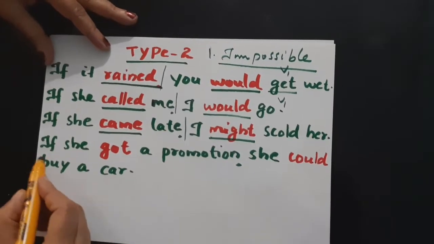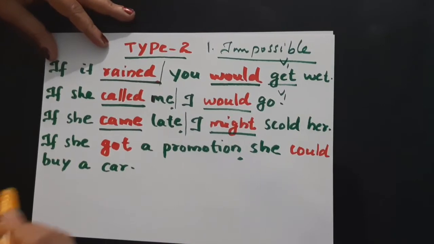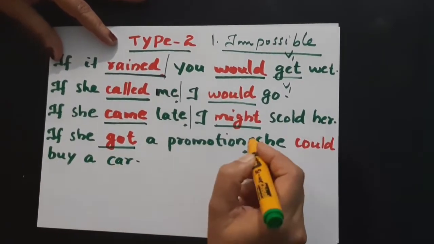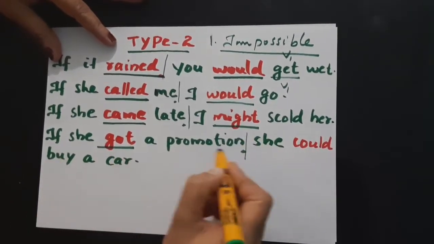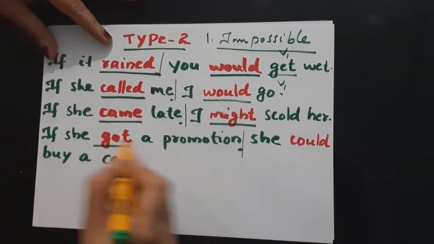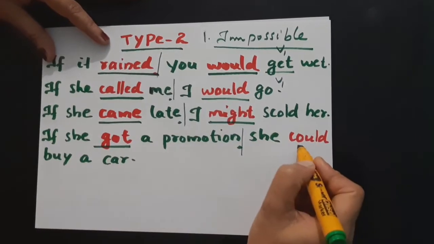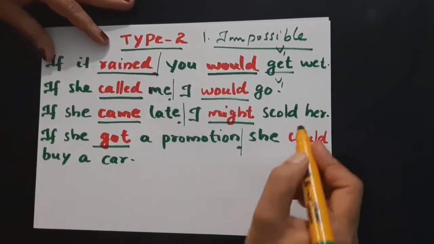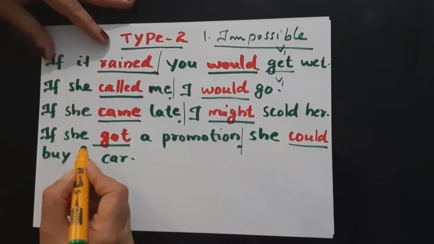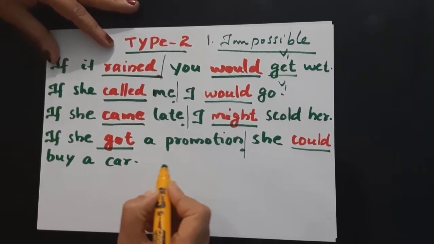Last one. If she got a promotion, she could buy a car. If she got a promotion, this is the subordinate clause, the if clause. So in the if clause, you have the verb in the past form, and in the result clause, she could. Okay, if she got a promotion, she could buy a car.